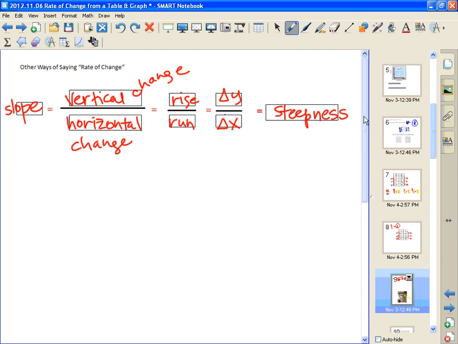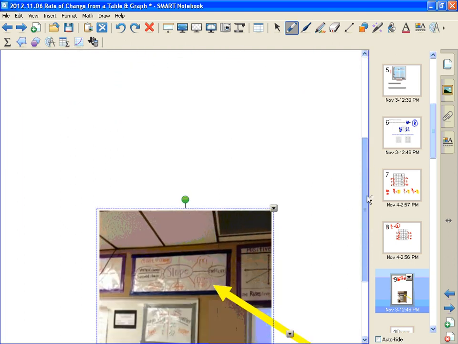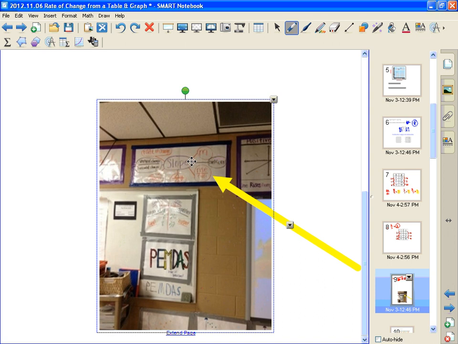And if you ever need to remember some words that mean rate of change, in my classroom there's a poster. It's kind of up and to the left of the smartboard, and it says slope, and it has all the words on it that mean the same thing as slope.